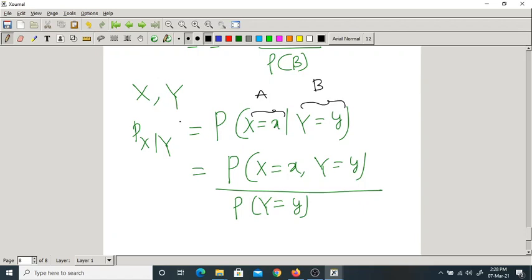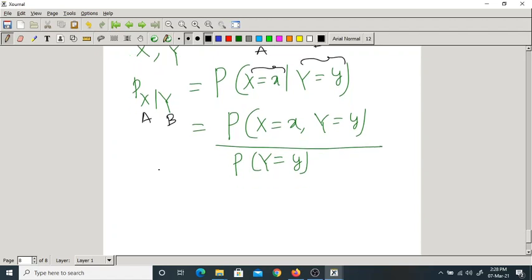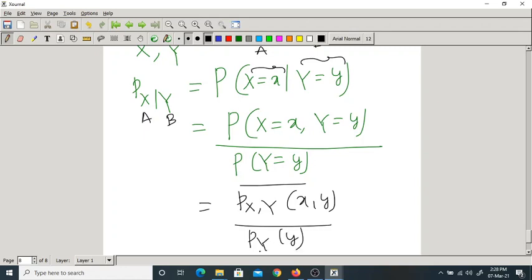A given B. This is A, this is B. Problem solved. Now, so this is a PMF, no? So now the numerator is joint PMF. We have discussed already. This is PMF of y. So this is joint PMF, this is marginal PMF.